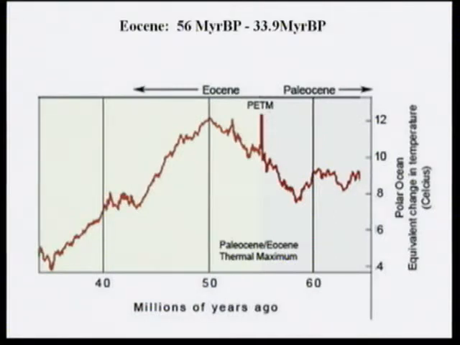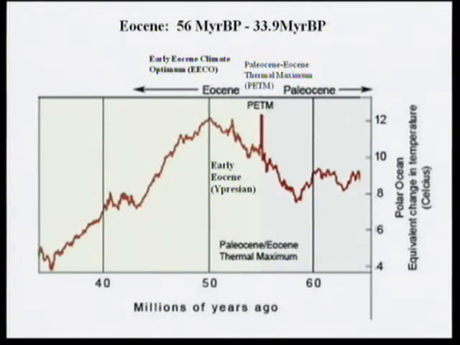The Eocene is the time between 56 million years before present and 33.9 million years before present. It started with an abrupt rise in temperature, called the Paleocene-Eocene Thermal Maximum. Then, throughout the early Eocene, temperatures kept rising up to 12 degrees, or even more, above the average of today. They reached the maximum about 50 to 49 million years before present, in an event called the Early Eocene Climate Optimum, the EECO.